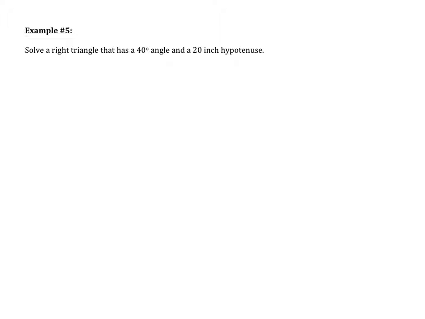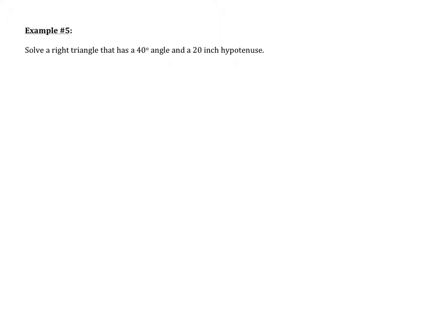Solve a right triangle that has a 40-degree angle and a 20-inch hypotenuse. Remember, when you solve a right triangle, you need to find all 3 angles and all 3 sides. So far, we have an angle and a side. Remember, you either need to have 2 sides or an angle and a side in order to actually solve the right triangle. So we're good to go in that aspect.